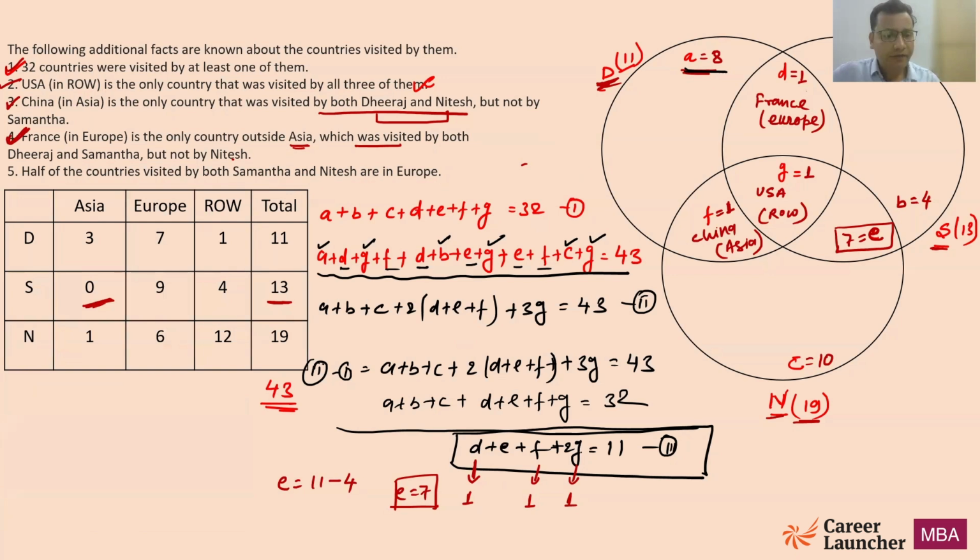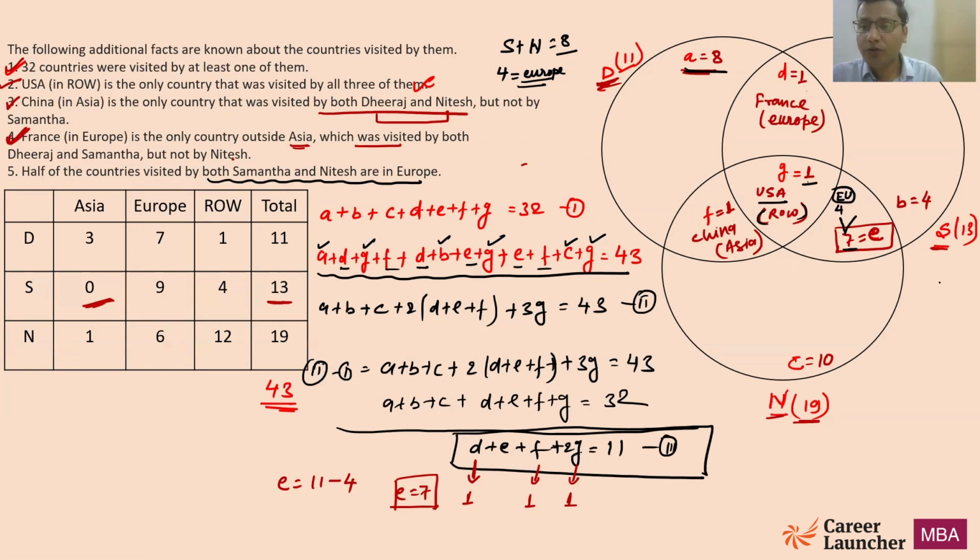Fifth statement: half of the countries visited by Samantha and Nitesh are in Europe. Now, what is the total number of countries visited by Samantha and Nitesh together? That is 7 plus 1, 8. So Samantha and Nitesh together have covered 8, and half of them is Europe. So 4 are in Europe. Now, out of 8 countries, 1 country is ROW, which is USA. Now, out of these 7 countries, there are 4 countries in Europe. I'll write EU for Europe.